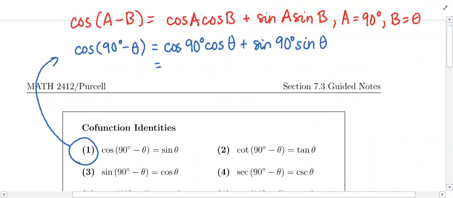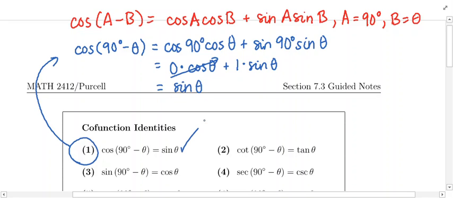So here we're going to get that the cosine of 90 degrees is 0 times the cosine of theta plus the sine of 90 degrees, that's 1 times the sine of theta. And then in the next step, 0 times anything is 0, so that goes away. We're left with 1 times the sine of theta, which is just the sine of theta. So that's where this first cofunction identity comes from, and the others can be obtained similarly.